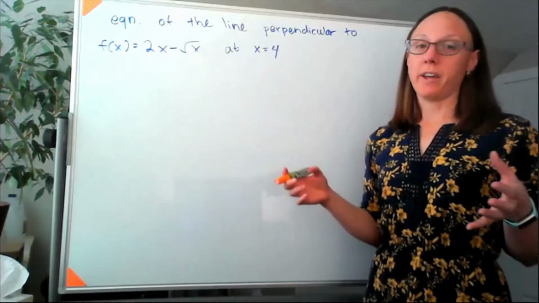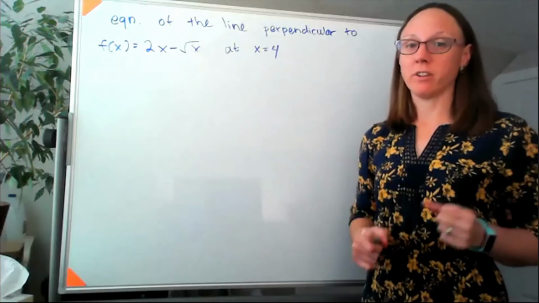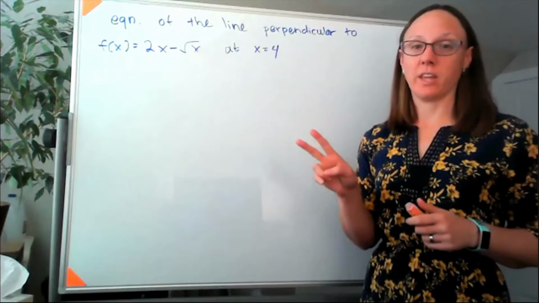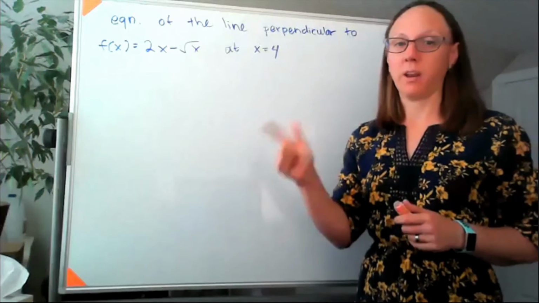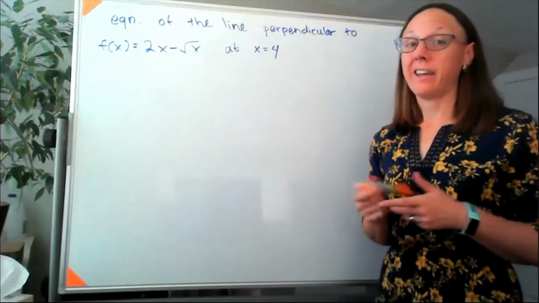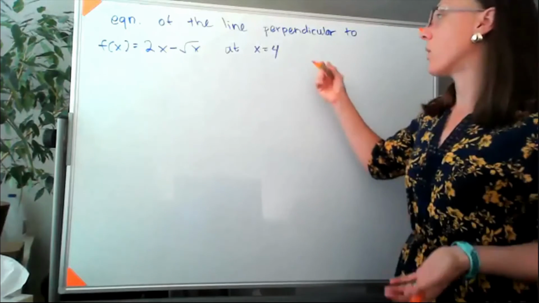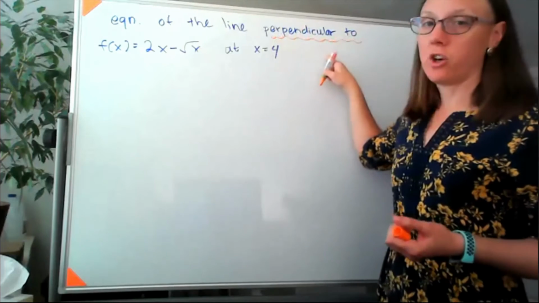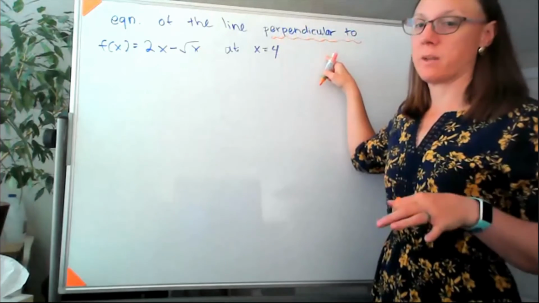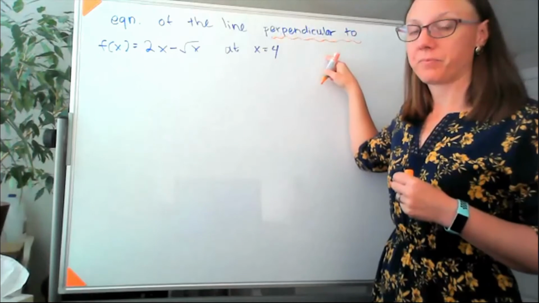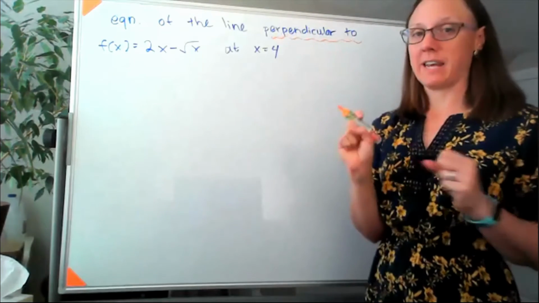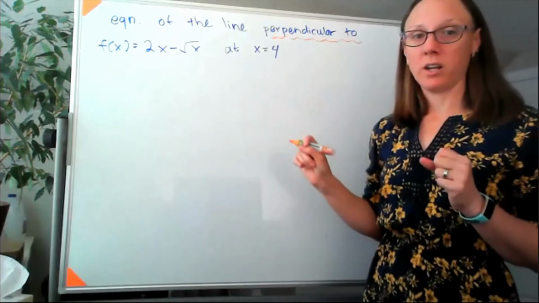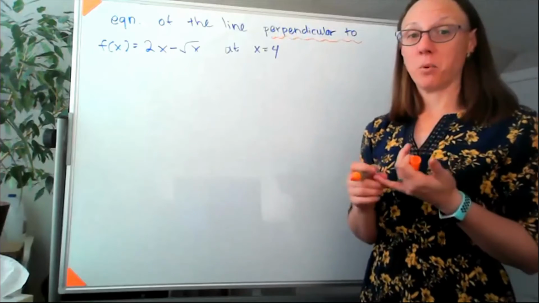Anytime we are looking for the equation of a line, I always have to have two things. I need a slope and a point. Well, here, the slope word that we've been given is perpendicular to, which I know means we need the opposite reciprocal of the slope. So I'm going to hold off on that for a second because that's going to require some work. I'm going to start by finding the point.